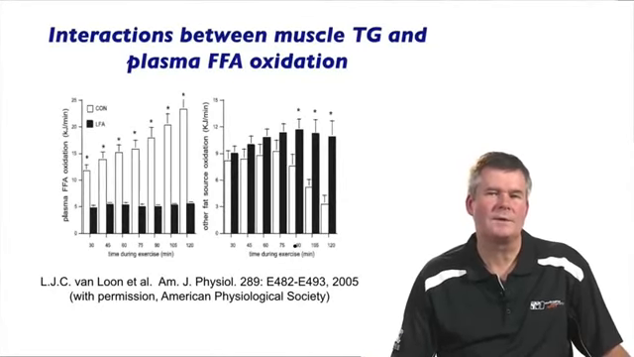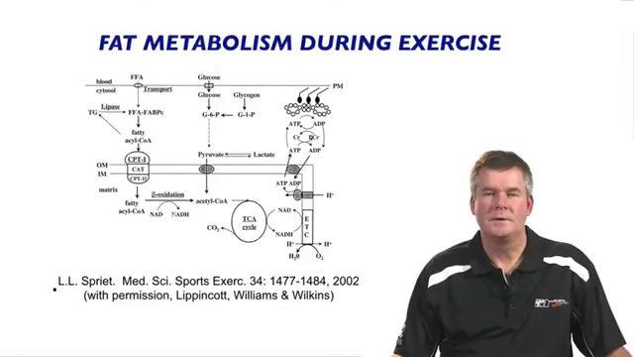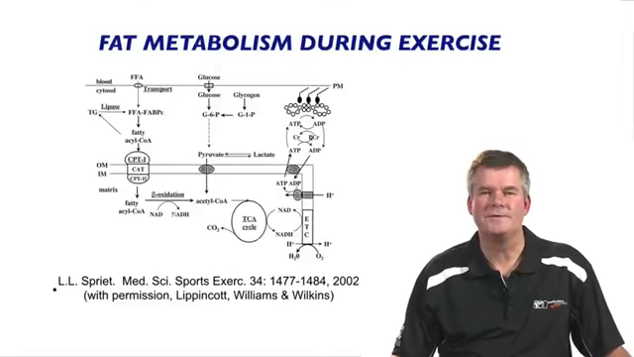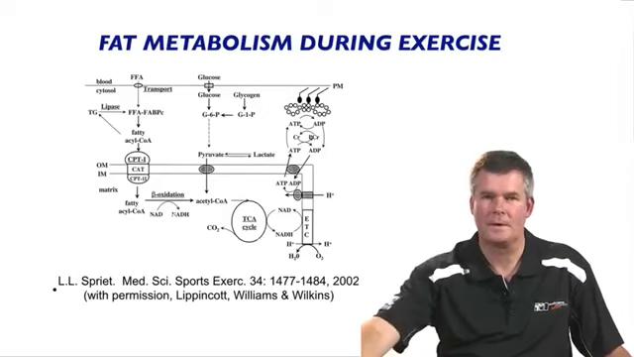This is a somewhat complex slide, but it demonstrates the interactions between the oxidation of fats from the blood, and in this lecture we're going to focus on how the muscle uses fat during exercise. These fatty acids can come either from the bloodstream, which have been derived from the adipose tissue triglyceride stores, or from the triglycerides that are stored within the muscle.